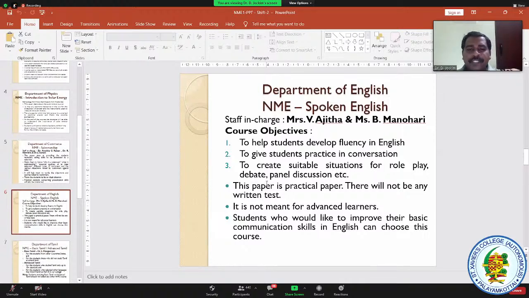Actually, this paper is a 100% practical paper. There will not be any written test. At the end of the course, you will have only practical. On the day of examination, you will come and topics will be given. People will be sitting there. You have to make a presentation based on the input already given.